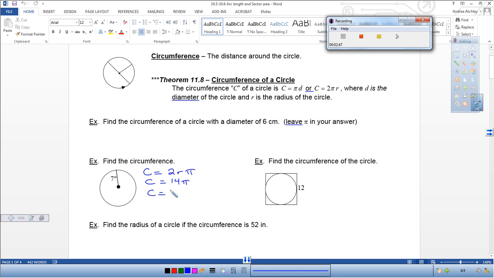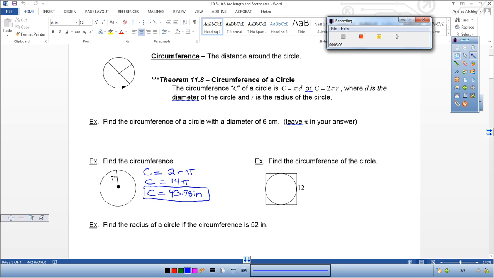And that's going to be 43.98 inches. Any questions over that? Yes. You could. Yeah. It doesn't tell you how to round it, so I just rounded it just to get close.